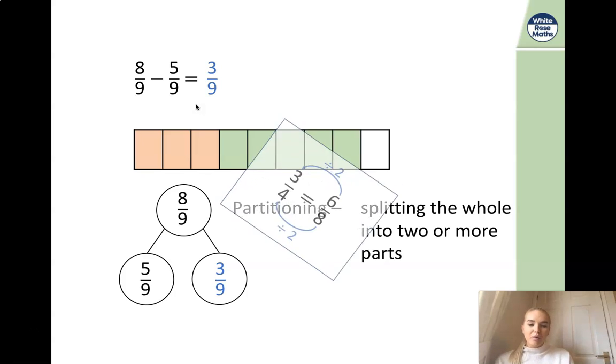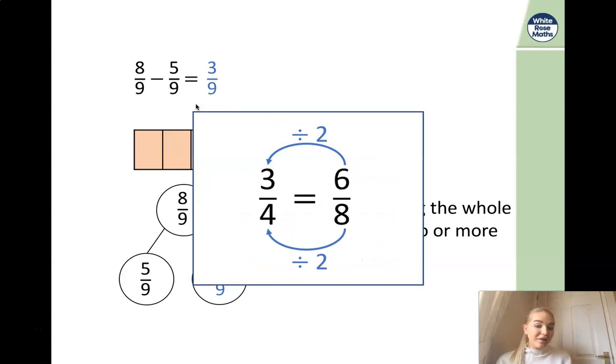Did you remember that when we find equivalent fractions, we have to either divide or multiply the number by the same for either the numerator and the denominator? So here we can see that 6/8 is equivalent to 3/4, because dividing them both by 2 gives us 3/4.